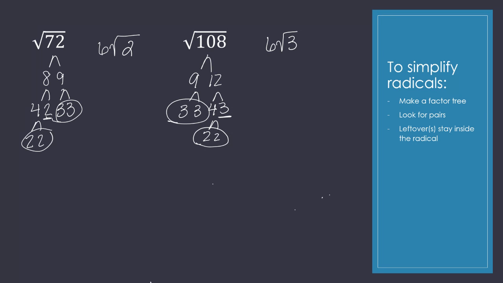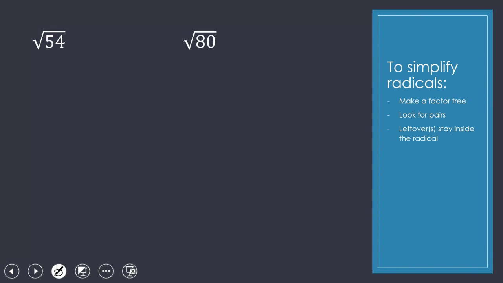Both of these radicals have now been simplified. That's going to help us later on when we're trying to reduce things. So make sure that you are simplifying radicals every time. We'll do a couple more just to make sure that you really feel solid on this. Okay, so 54 is 6 times 9. 6 is 3 times 2, and 9 is 3 times 3.